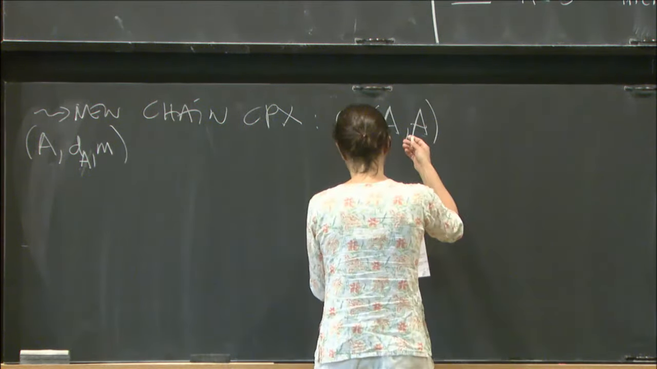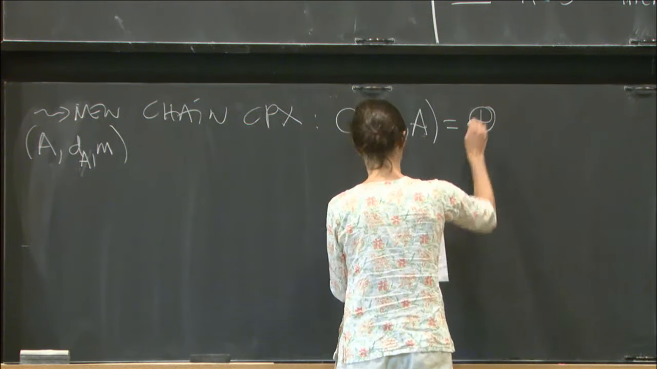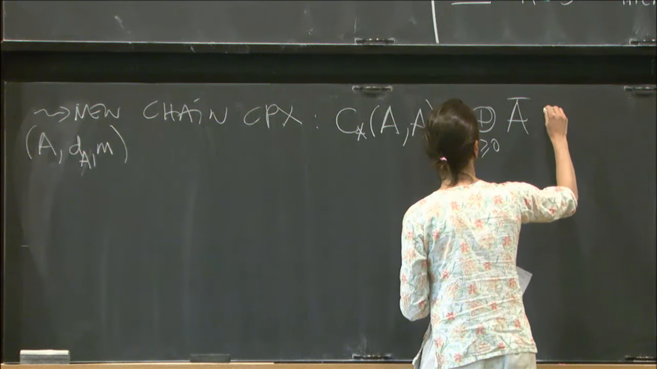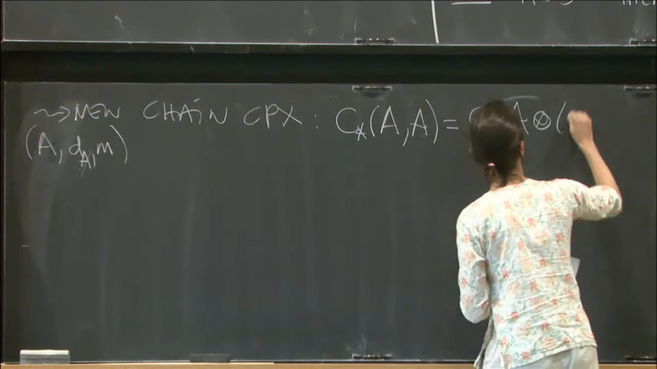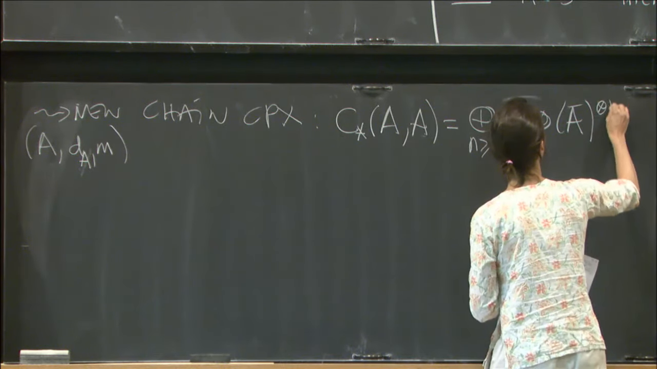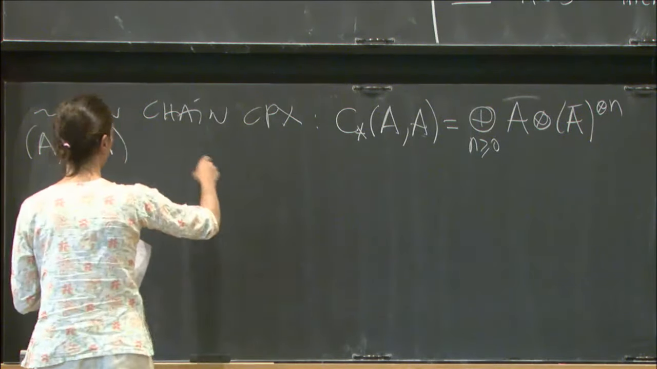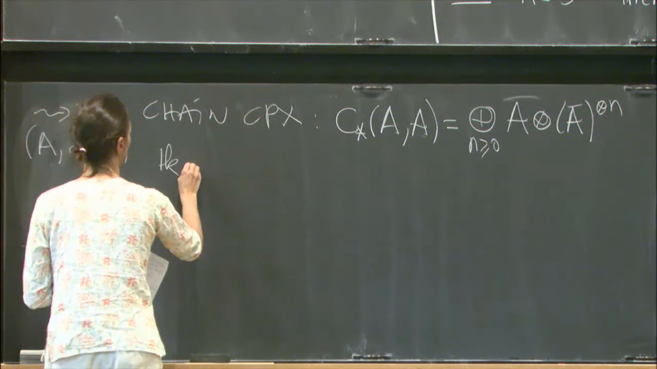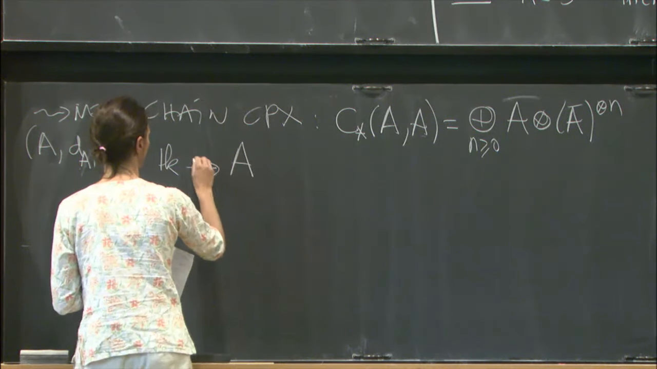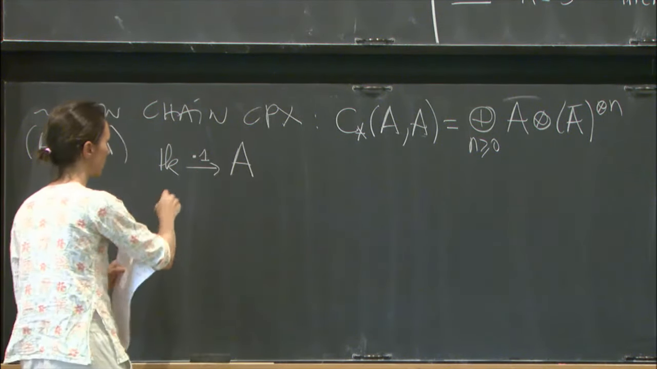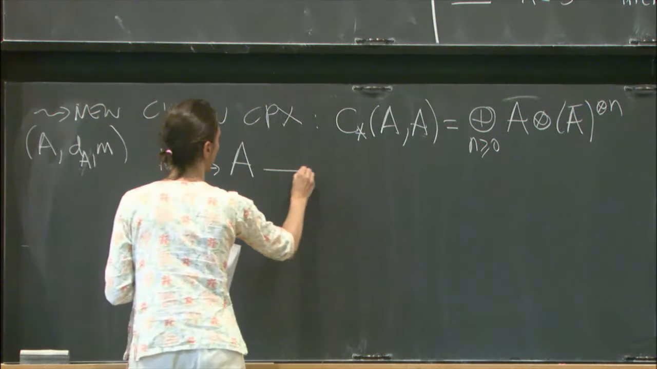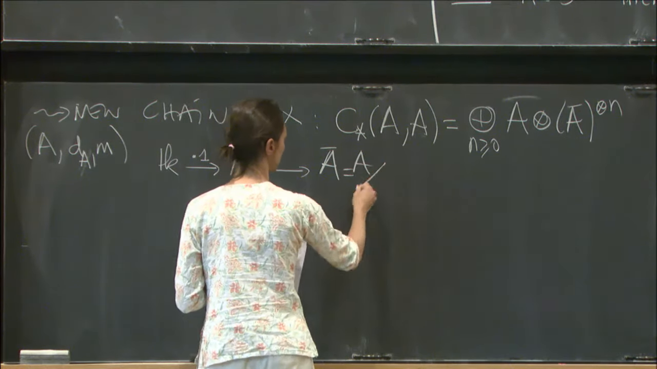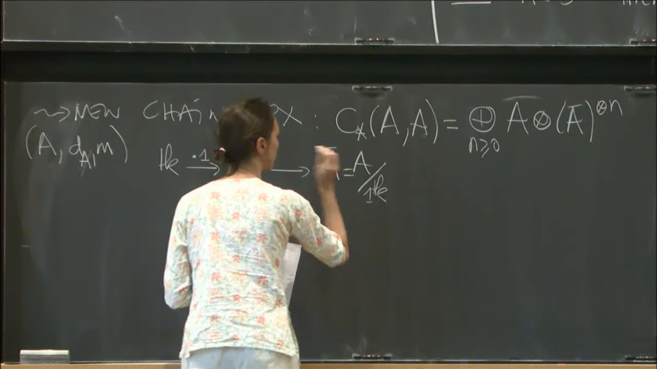And it's a chain complex, so this should be a sum of things. It's a sum over n greater or equal to 0 of A tensor A bar tensor n. So what is A bar? If I have my unital differential graded algebra, I have K mapping into A by multiplying with the unit. The unit goes in here, and I can quotient that out. A bar is A modulo this map, 1 times the unit, okay?